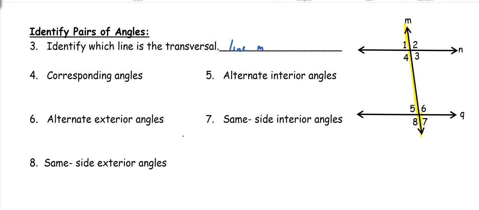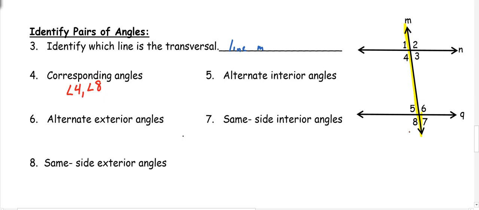Now we want to identify corresponding angles. Corresponding angles, remember, are angles that are in the same place of our line. So let's say, for example, we pick 4. If we pick angle 4, the corresponding angle has to be in the same position of the other group, which would be angle 8. So an example of corresponding angles in this picture would be 4 and 8.